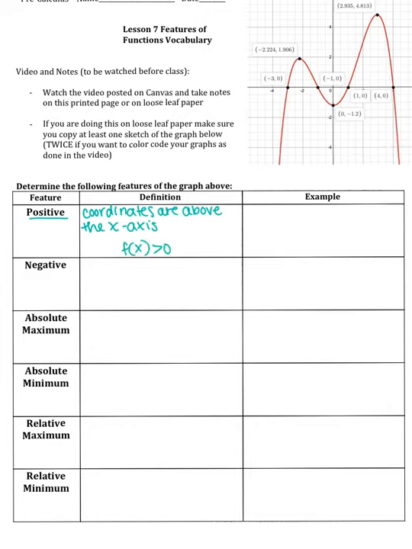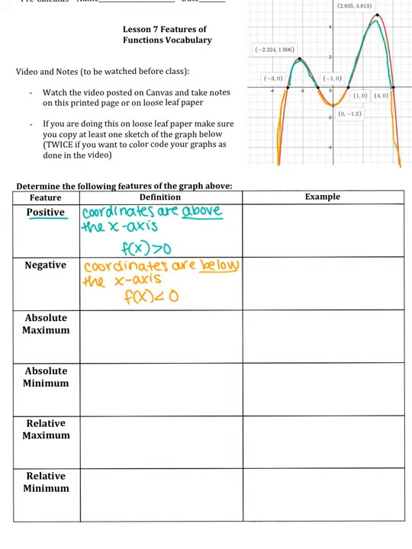Versus we say a function is negative when the coordinates are below the x-axis or where f of x is less than 0. So I'm going to color coordinate where on the graph those two things are taking place. Now when determining the intervals where the function is positive or negative, you always want to start on the left side of the graph, and this first part of the graph is below the x-axis, so it is negative. So that would be my first interval where the function is negative. Then the next section is positive.